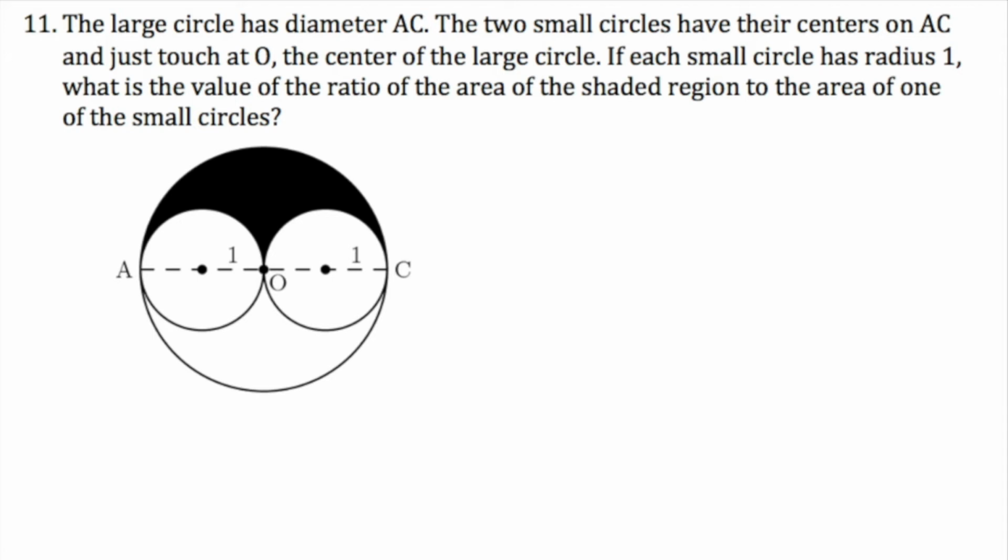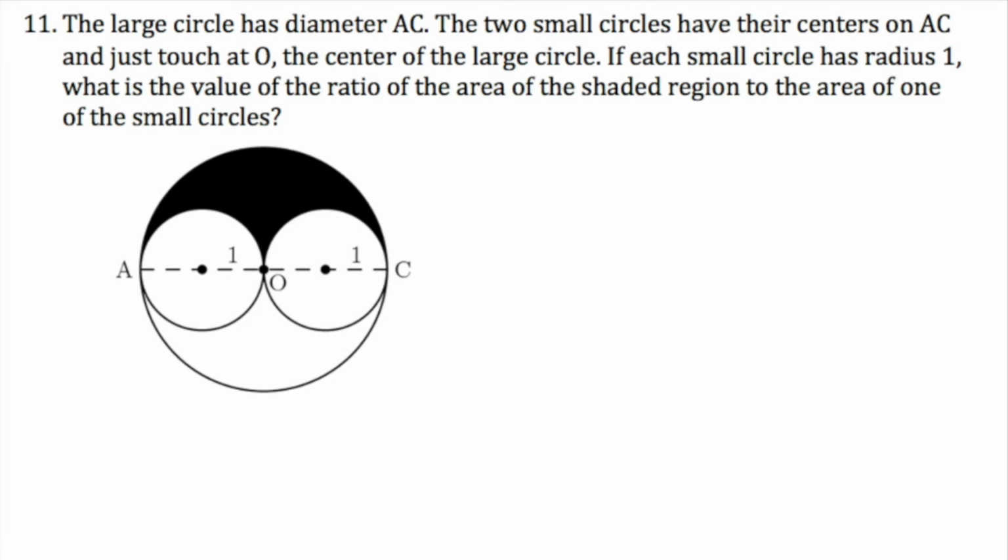Problem number 11. The large circle has diameter AC. The two small circles have their centers on AC and just touch at O, the center of the large circle. If each small circle has radius 1, then what is the value of the ratio of the area of the shaded region to the area of one of the small circles? This is a complicated problem. Here's how we're going to approach it.